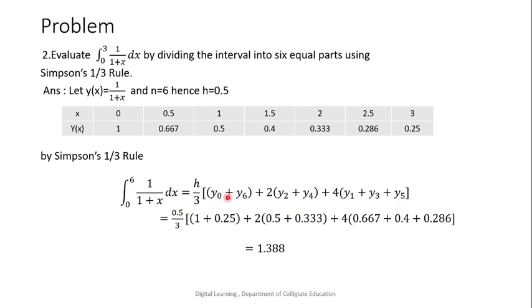The odd ordinates from y0 to y6 are y1, y3 and y5. Now enter the values of these ordinates. We get the approximate value 1.388. See here, Simpson 1 by 3rd rule is a very easy method, and by using this we find the definite integral values.